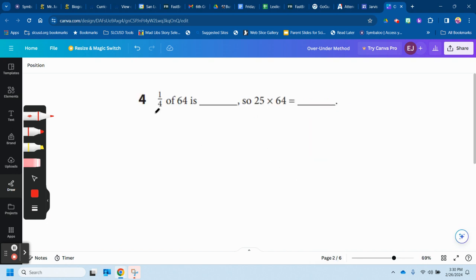So on this, we're thinking 1/4 of 64. A couple ways I could do it. So if that's true, what's 25 times 64? One way to do it, we could think of 1/4 times 64 ones, or the way I kind of like to do this would be 64 times 25 hundredths. And we reviewed this today in class.